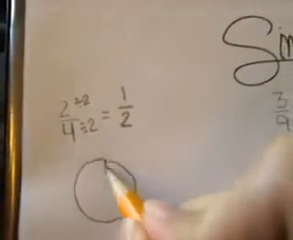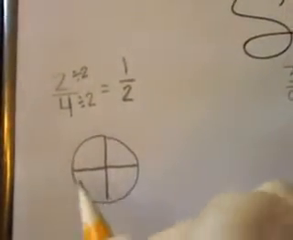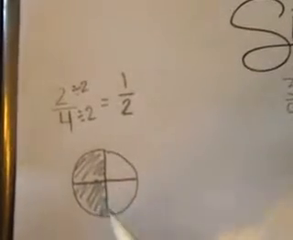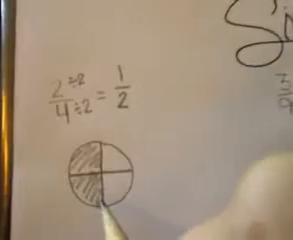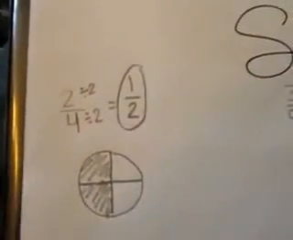If we look at a picture of what 2/4 looks like, I'm going to separate my circle into 4 parts, and I have 2 parts of them. We can tell that we have 1/2 of our circle shaded. So we know our final answer is 1/2.